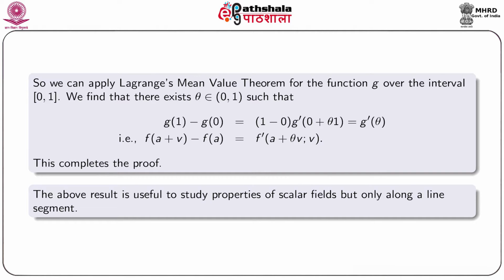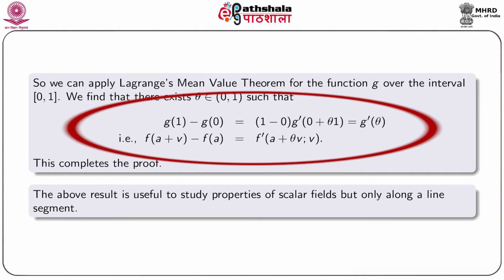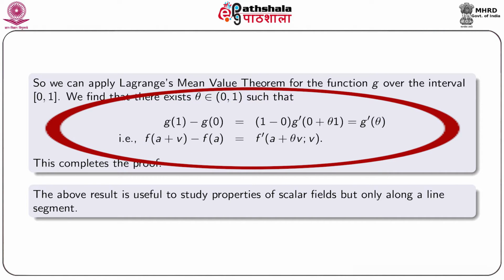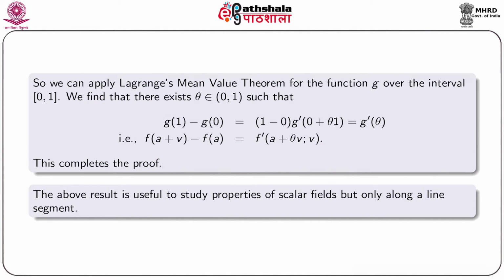So, we are eligible enough to apply Lagrange's mean value theorem for the function g over the interval 0 to 1. By Lagrange's mean value theorem, we can assert the existence of at least one theta from the interval 0 to 1 such that g(1) minus g(0) equals (1 minus 0) times g dash(0 plus theta into 1), which is nothing but g dash(theta).